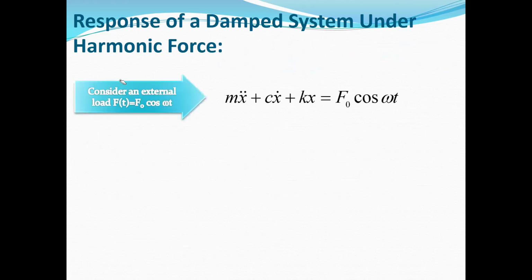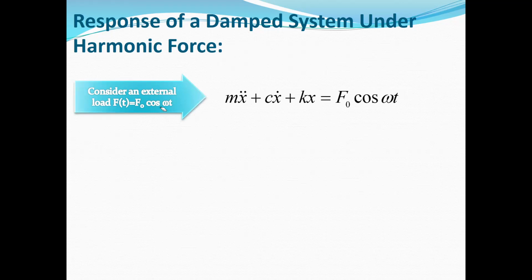Okay, so in the next section we want to investigate the response of a damped system under harmonic force. Similar to the previous section, we consider a harmonic external force F(t), which is equal to F naught cosine omega t. Omega is the frequency of the excitation, and F naught is the amplitude of the external force.